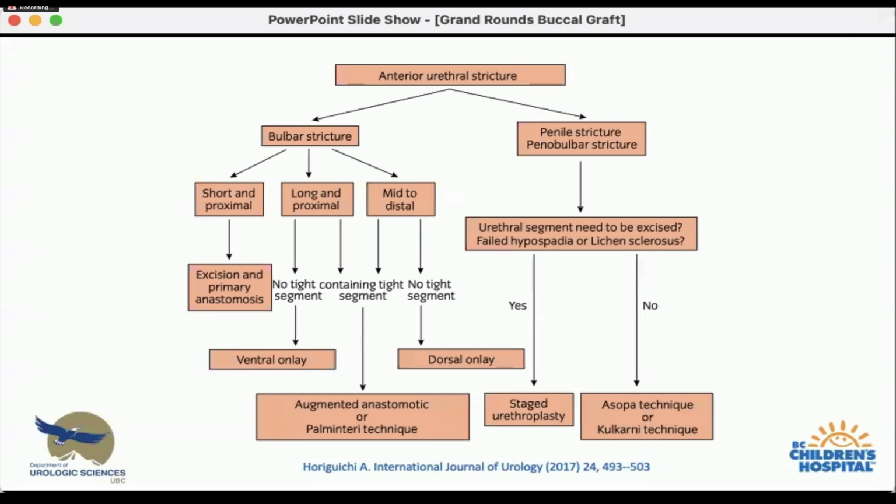In the developed world, more than 90% of the urethral strictures are in the anterior urethra, and approximately half of them occur in the bulbar urethra. Most bulbar strictures not amenable to excision and primary anastomosis can be reconstructed by one-stage ventral or dorsal inlay augmentations. When a bulbar urethral stricture has an obliterated segment, one solution would be an augmented anastomotic urethroplasty or the Palminteri technique. For a penile stricture, we have the option to do a staged technique or an Asopa technique. We have to be careful that if we have to excise the urethral segment or we are dealing with a failed hypospadias or lichen sclerosus, we always have to do a staged urethroplasty.